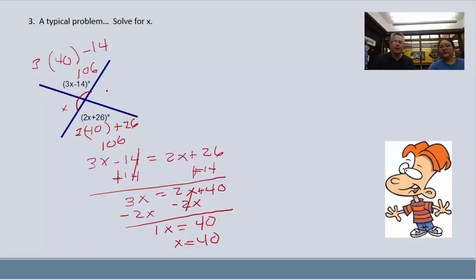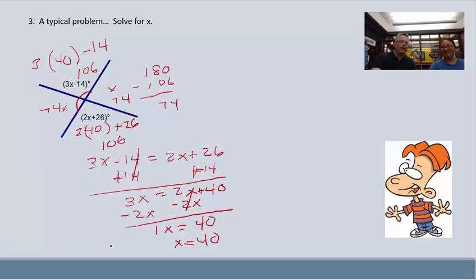Now in order to find these angles, we subtract 106 from 180, and you get 74. So we have 74 here on both sides. That's a thorough answer. So x is 40, and the point is we can find all the angles, and it should make sense for the problem.